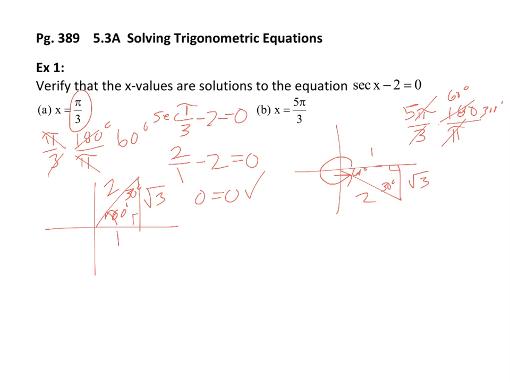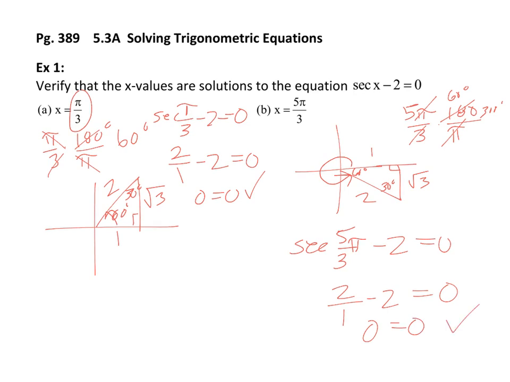So I have secant now of 5 pi over 3 minus 2 equals 0. And so secant is what? Hypotenuse over adjacent. That's 2 over 1 minus 2. So once again, I get 0 equals 0. Cool. That checks off to be true. I have verified the values work.